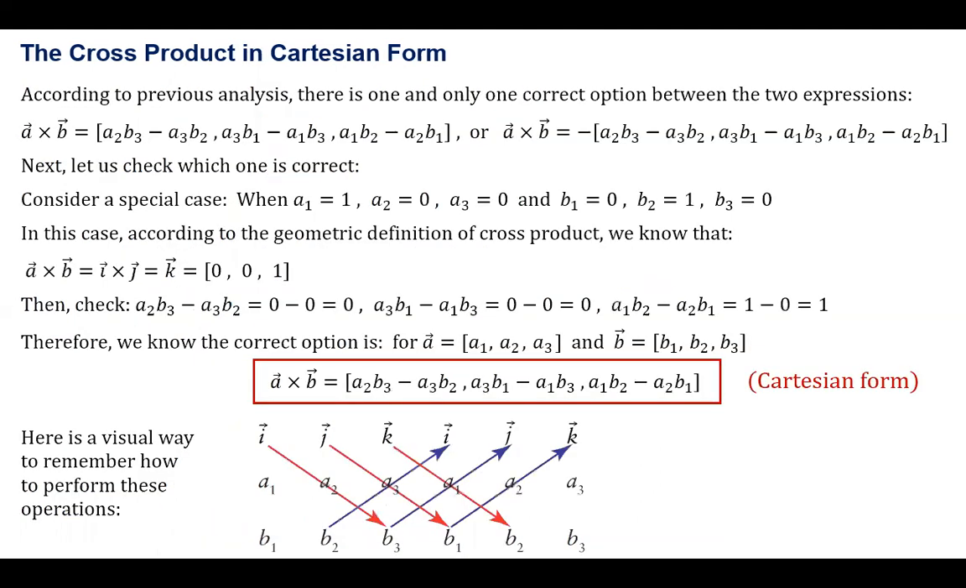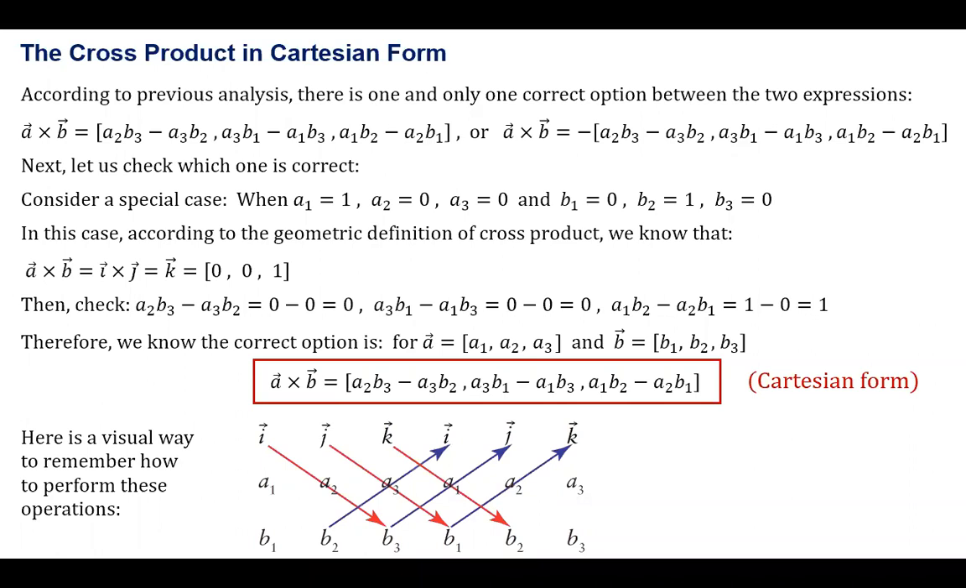So we can do it like this. According to the previous analysis, there is one and only one correct option between the two expressions, right? Which means A cross B is either (A2 B3 minus A3 B2, A3 B1 minus A1 B3, A1 B2 minus A2 B1), or the negative of that vector, right? So next we need to check which option is correct. Okay, we can check that by considering a special case.